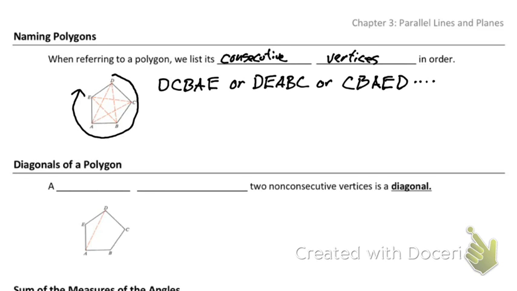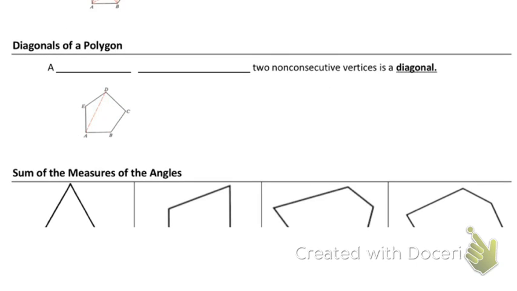All right, diagonals of a polygon. Diagonals of a polygon are segments joining two non-consecutive vertices.